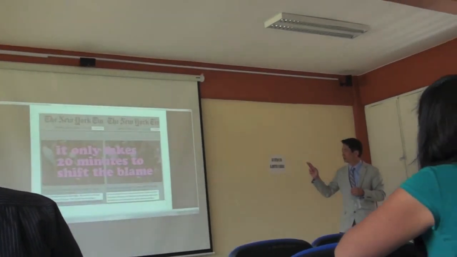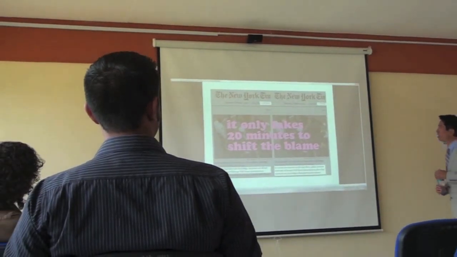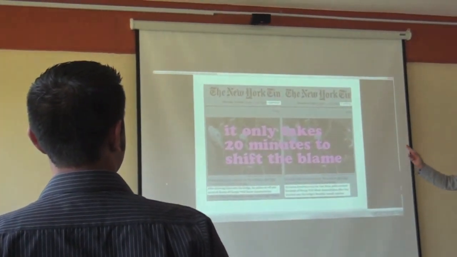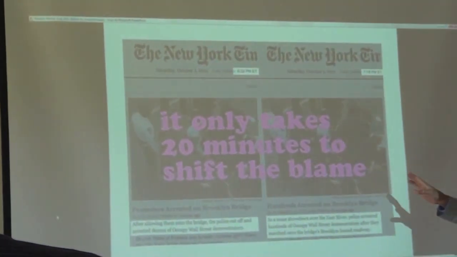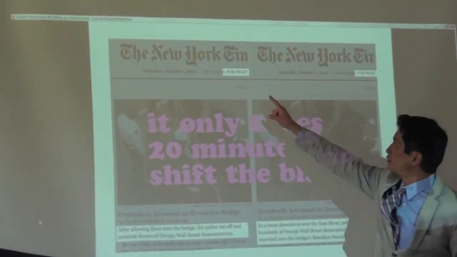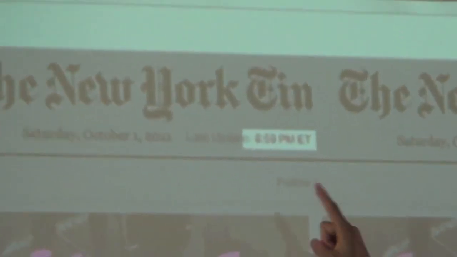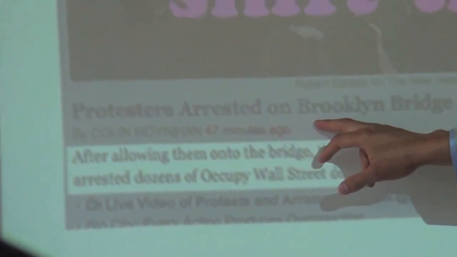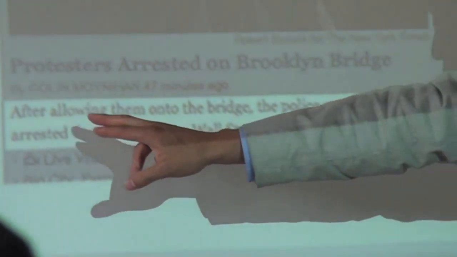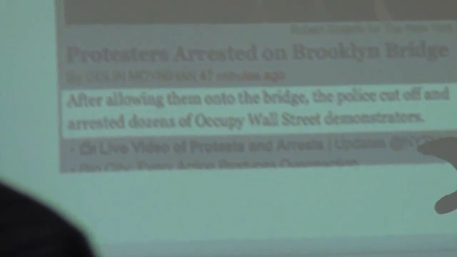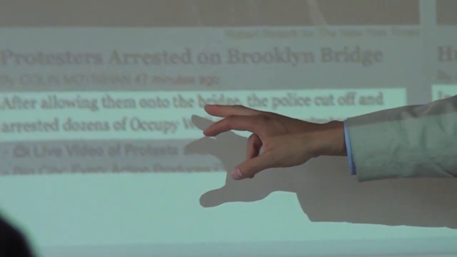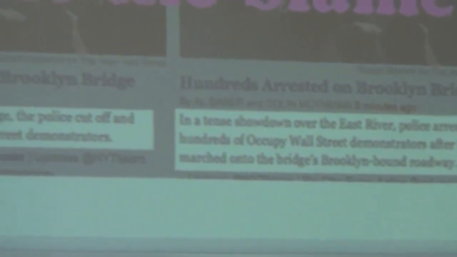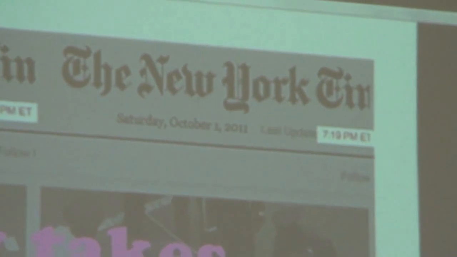And so we see, for example, here, again from the New York Times, about a year ago, on the Occupy Wall Street movement, the online edition, October 1st at 6:59 p.m. The headline says, "Protesters arrested on Brooklyn Bridge." And then the highlight, "After allowing them onto the bridge, the police cut off and arrested dozens of Occupy Wall Street demonstrators." Now, the online edition changed just 20 minutes later, okay?